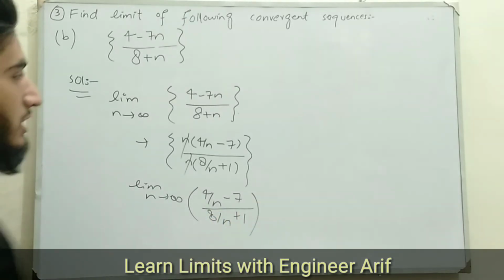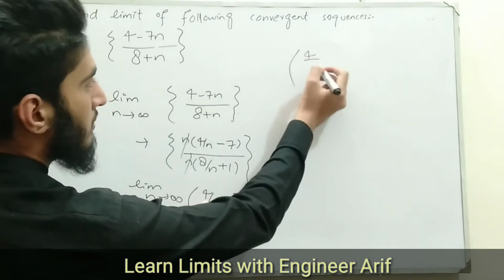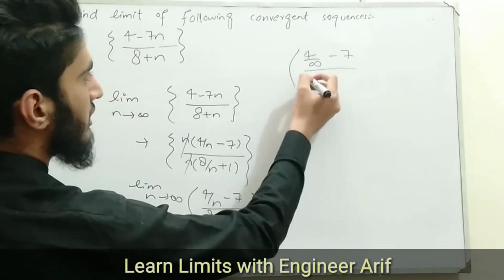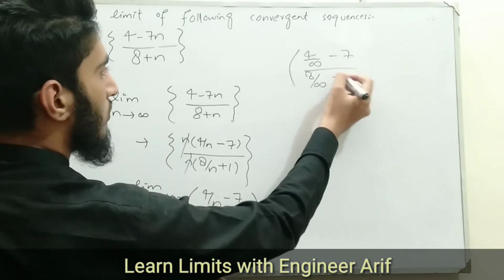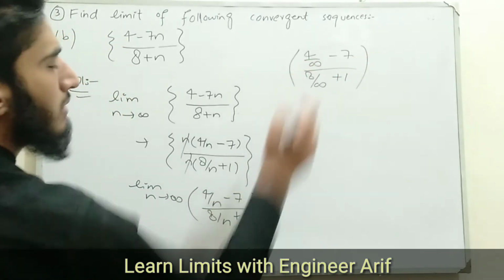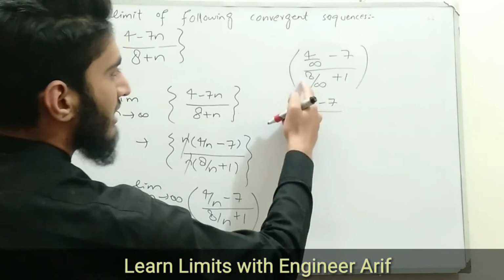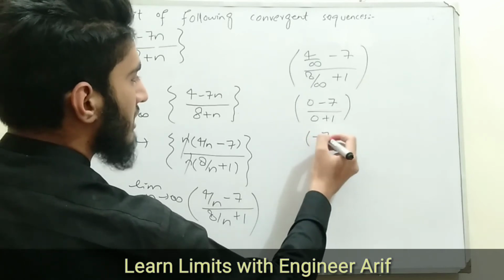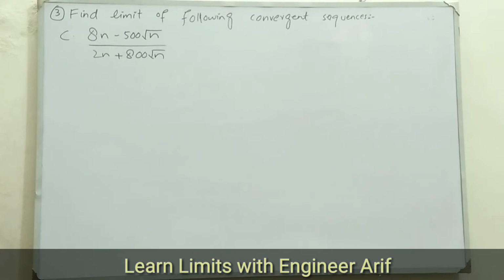Now applying the limit, 4 divided by n becomes 4 divided by infinity, so we put infinity minus 7 divided by 8 divided by n. 8 divided by n is replaced with infinity, and plus 1. After this, something divided by infinity gives us 0. And here minus 7 divided by something divided by infinity gives us 0, and plus 1. So in the numerator we are left with 7, in the denominator we are left with 1, so the whole result is minus 7.